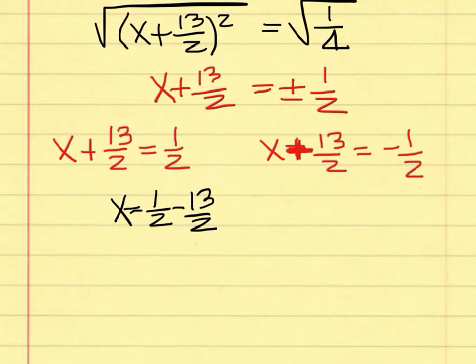Not -168. Let's see. Carver. 1/2 minus 13 over 2. -6. 1/2 minus 13 over 2 would indeed be -6. First you would have -12 over 2, and then you would have x equals -6.